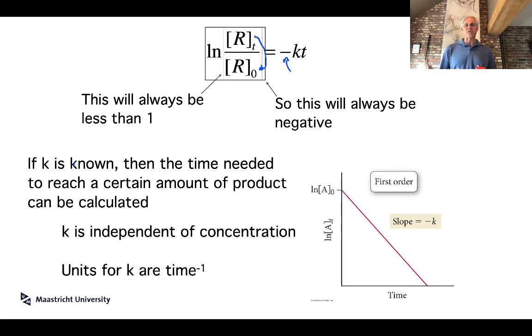What we see there also is that k is independent of concentration. Notice that no matter what my concentration is in here, I have a consistent slope, which is very nice. So the units for k here are inverse time. But first order reactions are very well behaved because that rate constant k is independent of concentration.